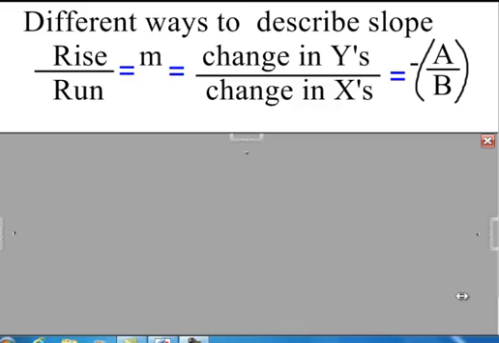There are different ways to describe slope. Some say it's rise over run, while others say it's m, change in y's over change in x's, and even the opposite of a over b. These are all different ways to describe the same thing. It's kind of which one do you like best, or which one works best for the situation or the form of the linear equation you are using. Slope.